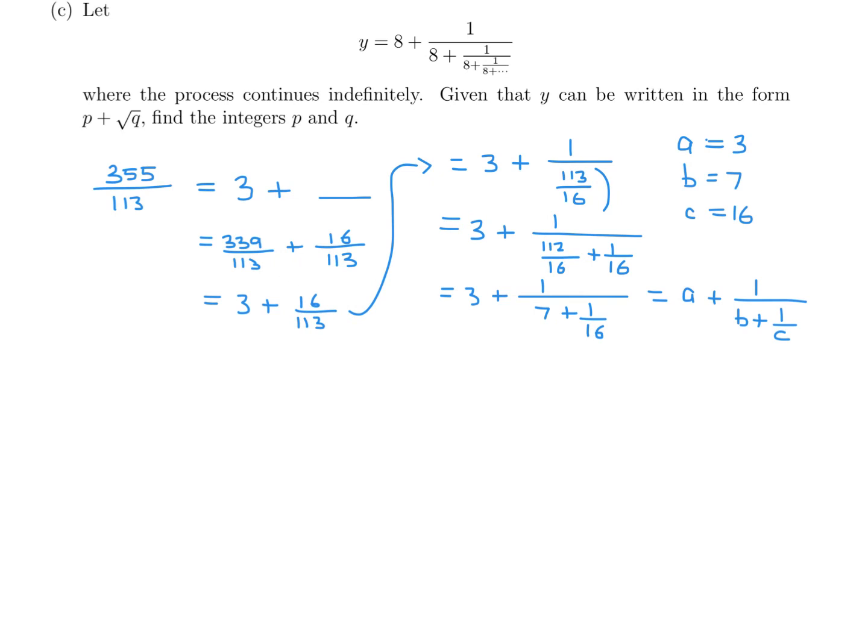Part c says, let y equal 8 plus 1 over 8 plus 1 over 8 plus 1 over 8, and so on. It just keeps going, where the process continues indefinitely. Given that y can be written in the form p plus root q, find the integers p and q. Okay.